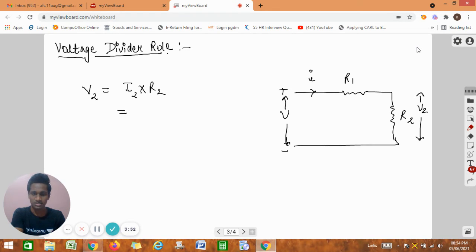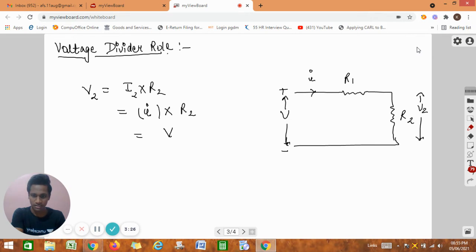Now in series of resistances, we know that the current flowing through both the resistances is the same. So I, which is flowing through the circuit, into R2. Now, if the value of current is not given to us, then how do we find it when the voltage source and resistance are given to us? Again, using Ohm's law, substituting the value of I as V by R. So I equals V by R.